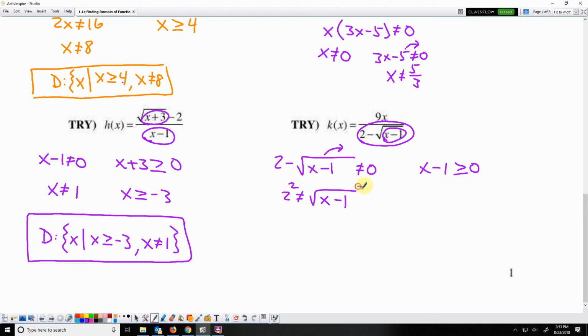And then I'll square both sides. 4 cannot equal x minus 1, and then move that over. X cannot equal 5. And x has to be greater than or equal to 1. So the domain is the set of all x such that x is greater than or equal to 1, and 5 is greater than or equal to 1, so I have to specify that x cannot equal 5.